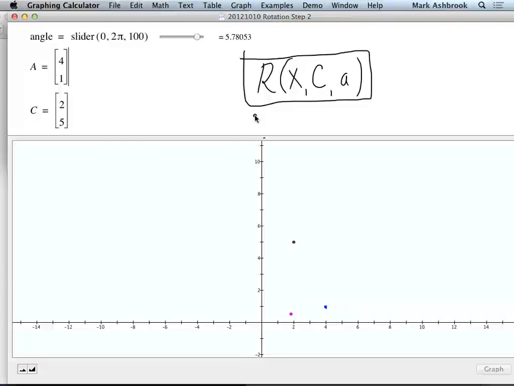Can you move your slider again? Sure. So the only difference here is now instead of the center being the origin, the center is also at a chosen point. Any questions?